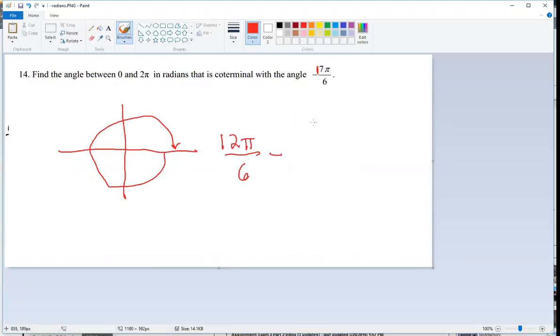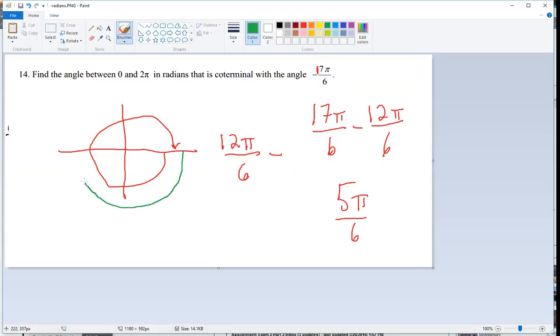Well, actually, I don't want to subtract that way, sorry. One full rotation is 12 pi over 6, so I'm going to take 17 pi over 6 minus 12 pi over 6. You probably caught me making that mistake. That leaves me 5 pi over 6 left. So I'm going to go another 5 pi over 6 in the negative direction, and that's right there.